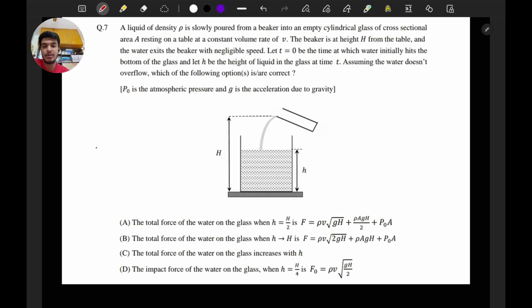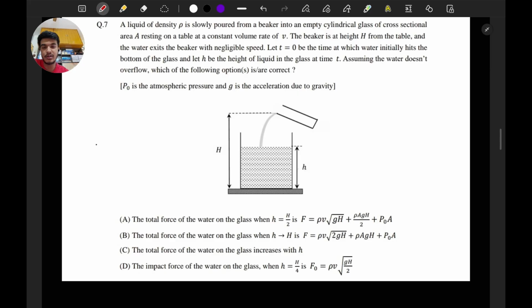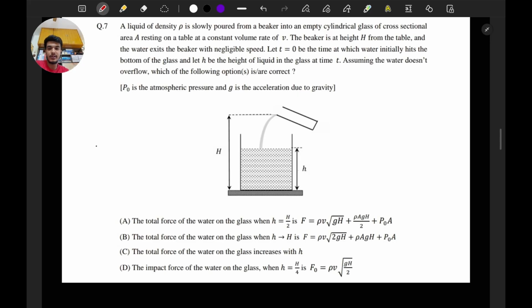A liquid of density rho is slowly poured from a beaker into an empty cylindrical glass of cross-section area A resting on a table at a constant volume rate of V. The beaker is at height h from the table and the water exits the beaker with negligible speed. Let t equal to 0 be the time at which water initially hits the bottom of the glass, and let h be the height of the liquid in the glass at time t.